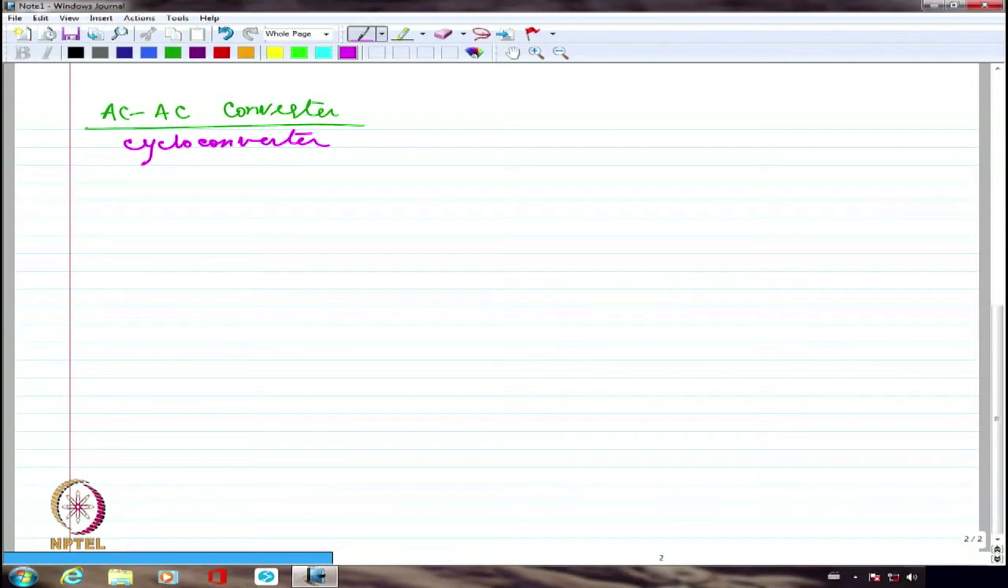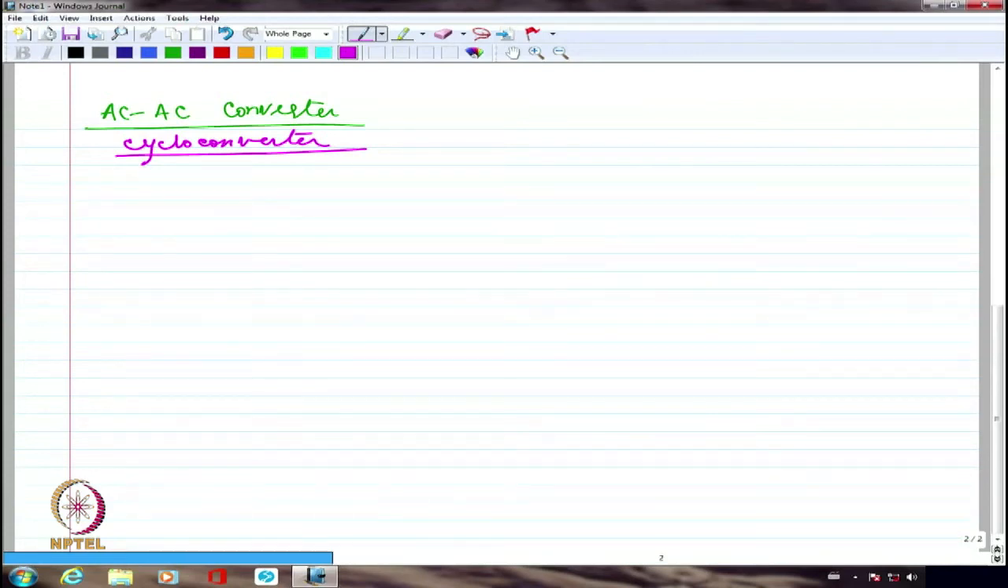What I mean by line commutated is that the supply voltage makes sure that the device that goes off is reverse biased for a sufficient amount of time. You don't have to apply any external voltage. The supply voltage itself takes care of the current transfer from one device to another. So the cycloconverter also falls under that category, and it heavily depends upon the supply voltage being AC. The output voltage is not going to aid in commutation; it is the supply voltage that aids in commutation. That is the way it is going to work.